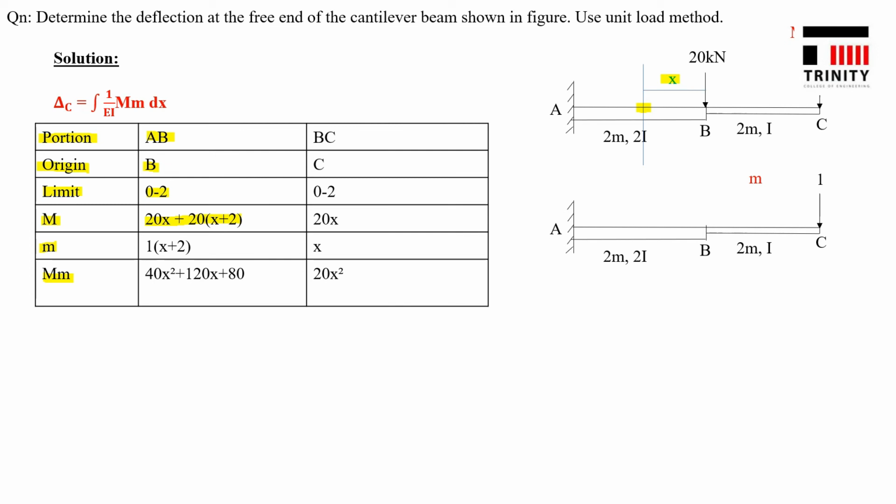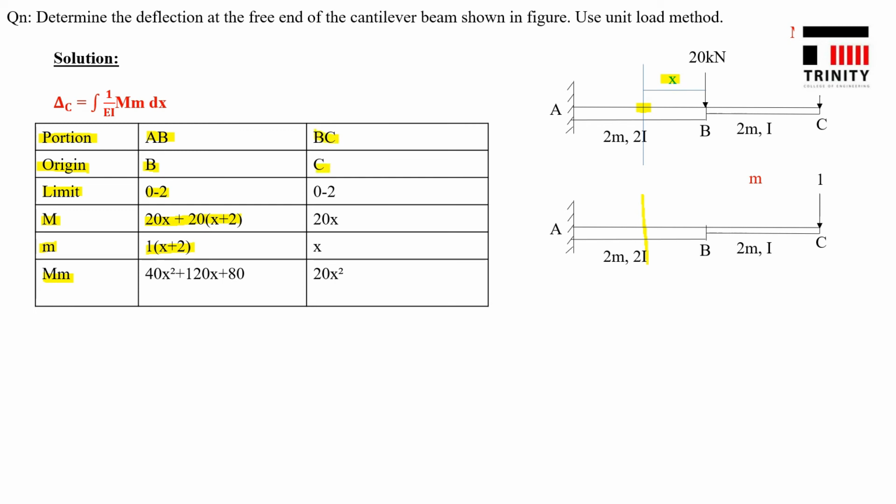Next, for small m calculation, same method. Consider the second figure. Consider a section which is at a distance x from the origin B. Take moment about this section. Moment is 1 into x plus 2, and multiply capital M into small m. Is that clear?